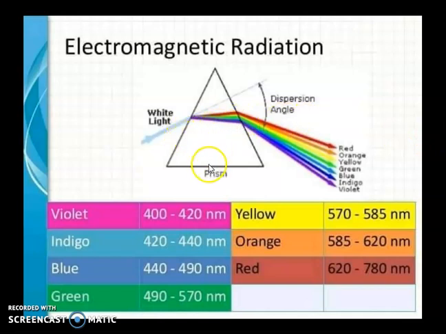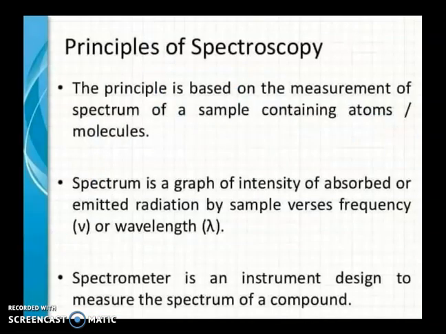When white light goes through a prism, it forms dispersion angles, and this is the violet, indigo, blue, green, yellow, orange, red range. Now the principle of spectroscopy. The principle of spectroscopy is based on the measurement of a spectrum of a sample containing atoms or molecules. A spectrum is a graph of intensity of absorbed or emitted radiation by the sample versus frequency or wavelength. The spectrometer is an instrument designed to measure the spectrum of a compound.